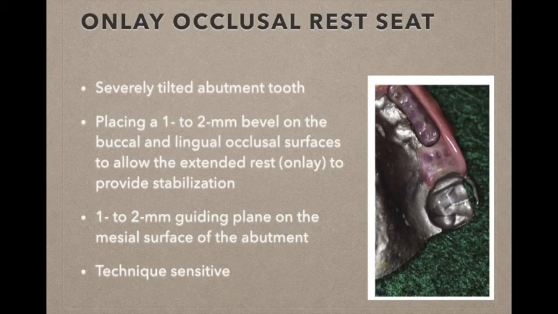However, when we have a severely mesially tilted abutment tooth, then you might need to use this specific design, which is called the onlay occlusal rest seat. When we do this design, you have to place a bevel on the buccal and lingual occlusal surface, and also a 1 to 2 millimeter guiding plane on the mesial surface of the abutment.